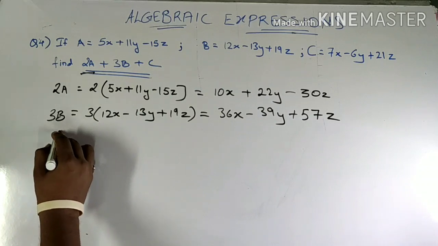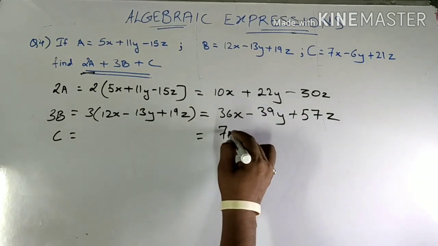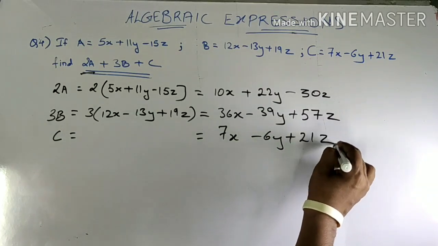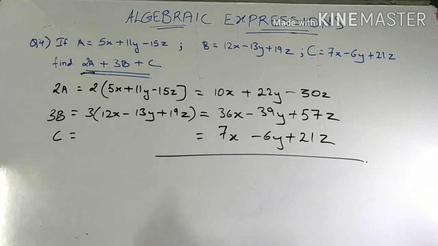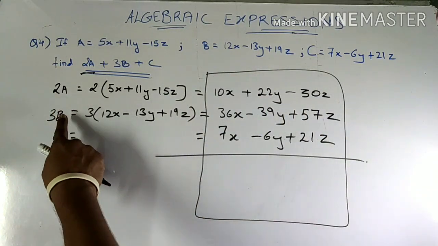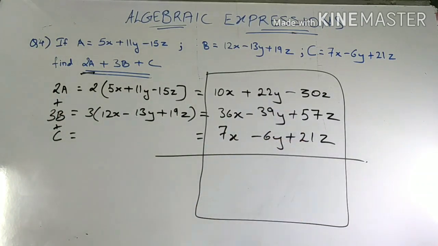Third term is c. I'll write it directly over here: 7x minus 6y plus 21z. We are supposed to add all of these. That is 2a plus 3b plus c. That means we are supposed to add these.